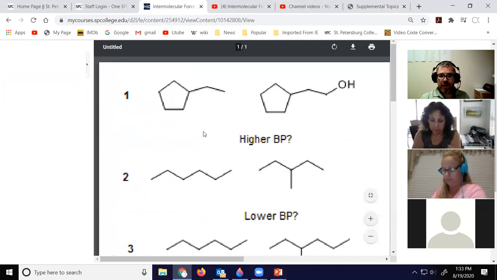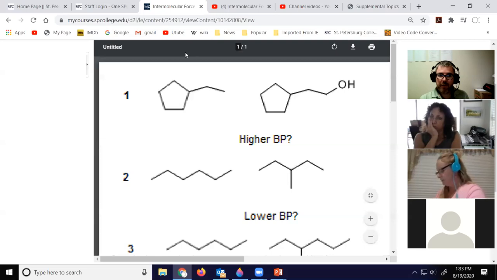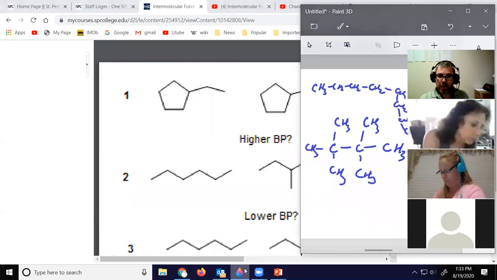So these are examples of the kinds of problems that you'll see. The strategy I want you to use is to be able to figure out what the intermolecular force is at play in each case.